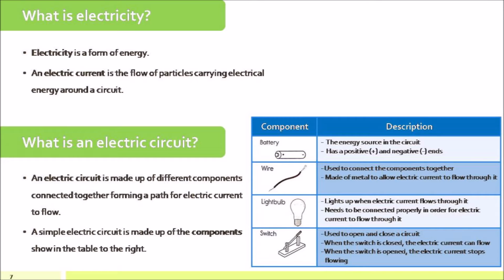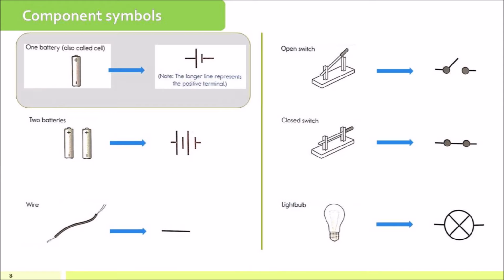And finally, the fourth component of a simple electric circuit, the switch. It is the piece that controls it all. It's used to open and close a circuit. When the switch is closed, the electric current can flow. But when it is opened, the electric current stops flowing.